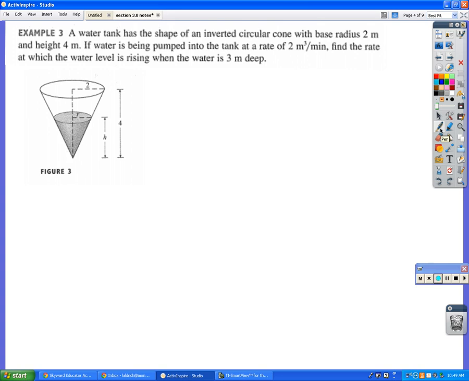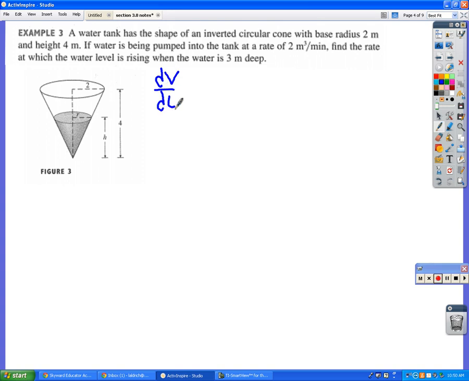Okay, so this one says a water tank has the shape of an inverted circular cone with base radius 2 and height of 4. If water is being pumped into the tank at a rate of 2 meters cubed per minute, okay, rate. So what is that? What did we just figure out? The derivative. Of what? Over dt. Right, good. dV/dt.